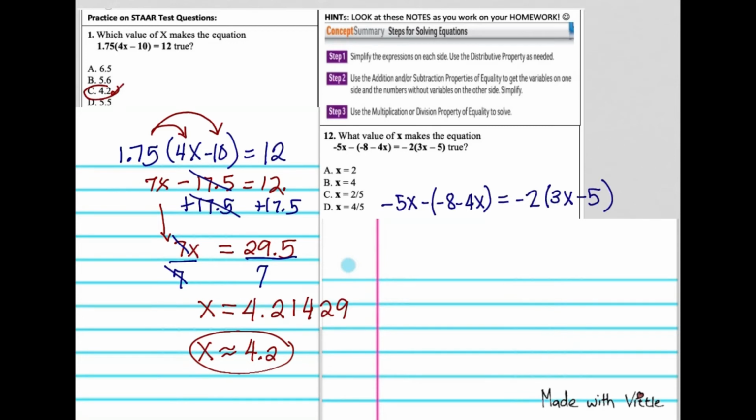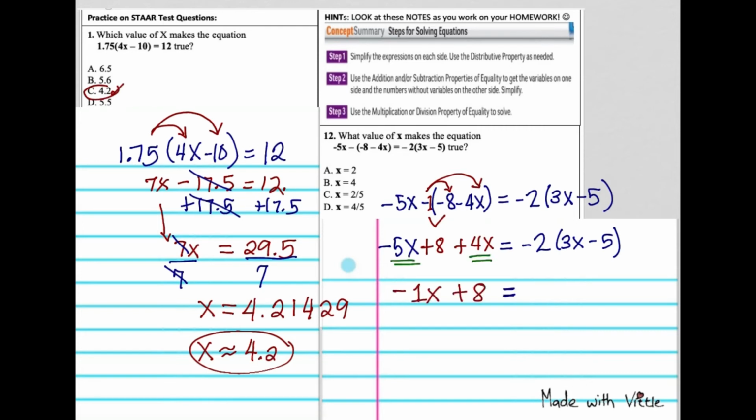You know, there's a negative 1 here, so go ahead and do the distributive property. Bring down the rest of the equation. Work on one side of the equation by combining like terms. On the other side, you have to distribute the negative 2. Multiply negative 2 to each of the terms inside.